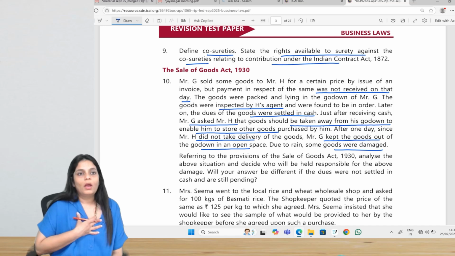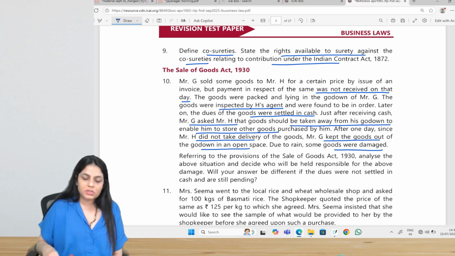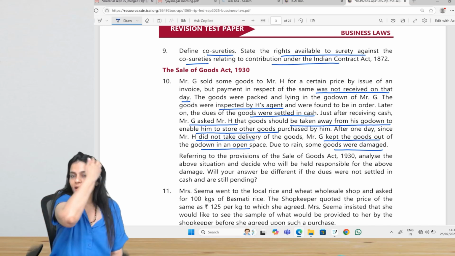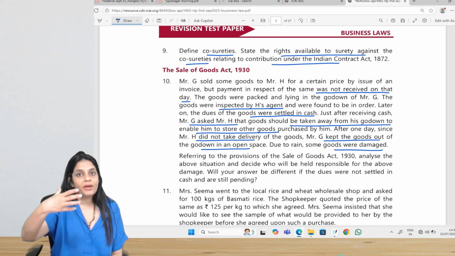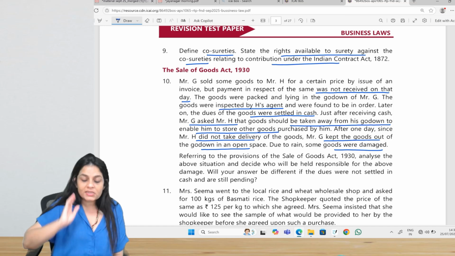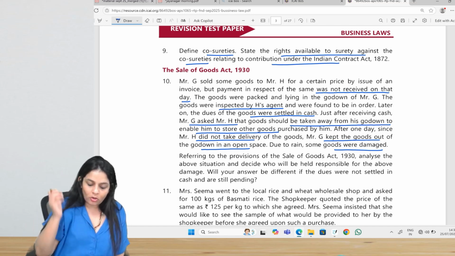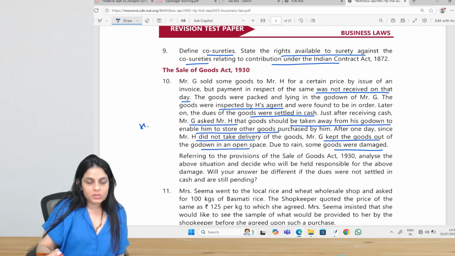See, as a bailee, I should take care of the goods. So, whoever has the possession of the goods, he should take care of the goods. But here, G had already informed H that please take the delivery of your goods. The goods were already ascertained, checked, inspected, everything was in order. But still, H did not take it. Whose fault was it? H's fault. Who will bear the loss? Obviously, H will bear the loss.